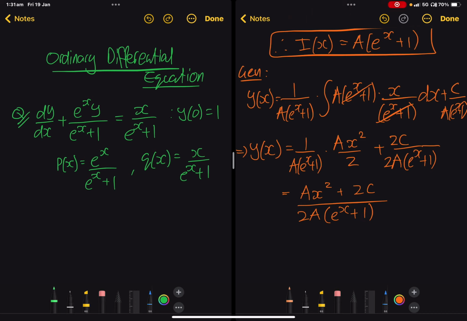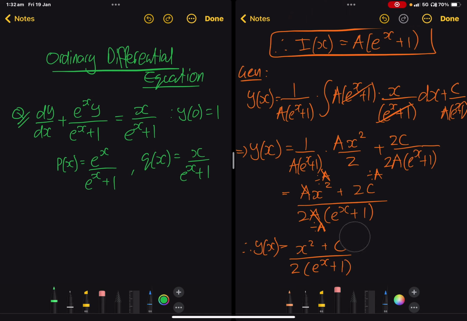Now we have some a's and a c. These are all just unknown constants. So if we divide everything by a, divide this term by a, divide this term by a, these a's will cancel. And the c divided by a, that's still just some constant. So actually the general solution will be x squared plus 2c. We can just actually call it c because it's just some constant that we don't know yet, divided by 2 times e to the x plus 1.